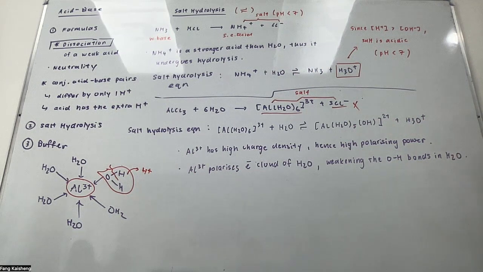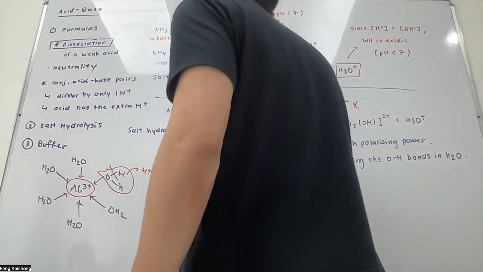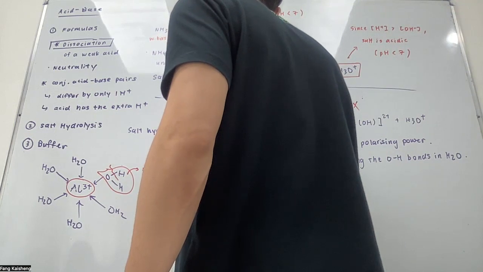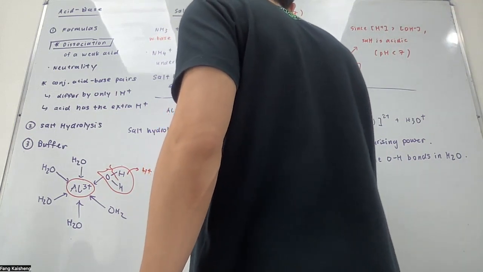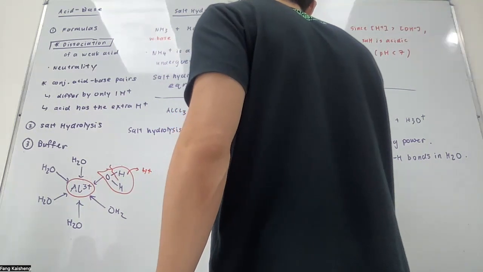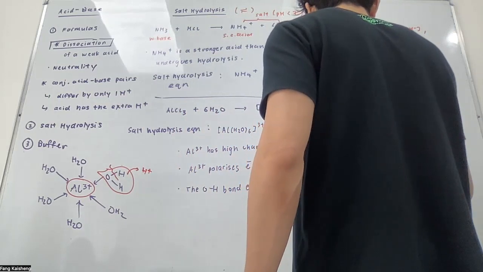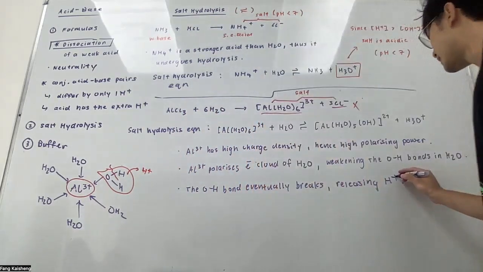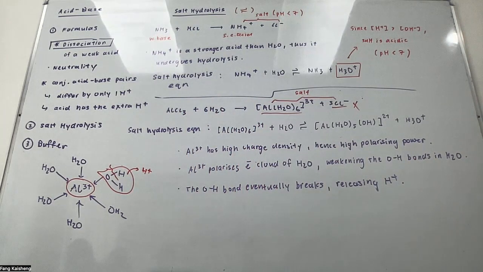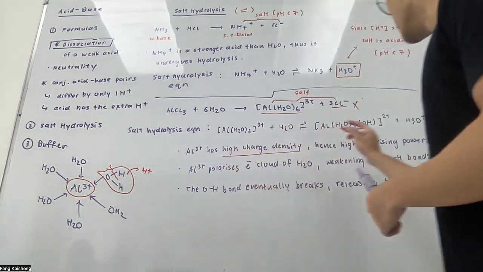Okay? In this case, it weakens the OH bonds, which eventually breaks. And when the OH bond eventually breaks, you release H+. And that's where you get an acidic solution, and I need you all to memorize this. Some of you may have done the periodic table chapter in school already, which also contains this exact explanation. You need to memorize it. I'll highlight keywords, and I need you all to always look through these keywords to memorize.